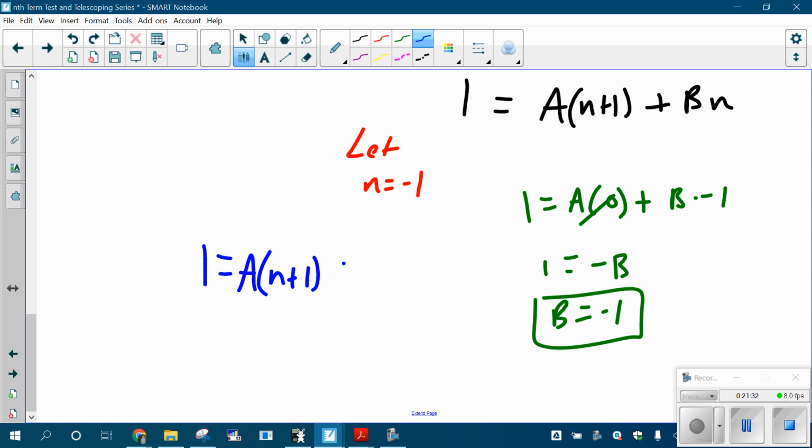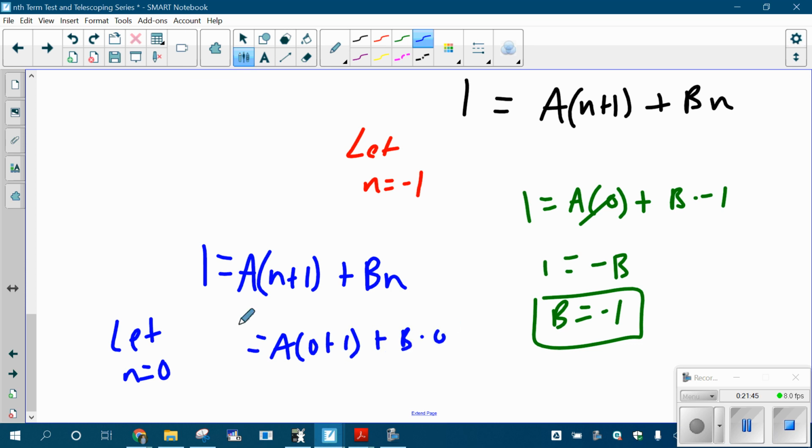That's how I figured out what B was. To figure out what A was, I want the B to go away. So what do I want the n to be? Well, I want the n to be 0. If the n is 0, then the B goes away, and I get 1A equals 1. In other words, A is 1.